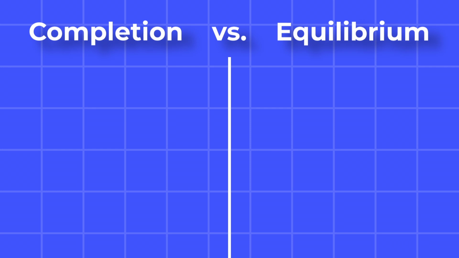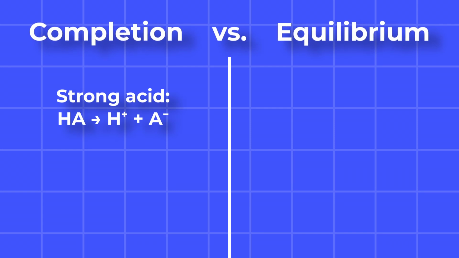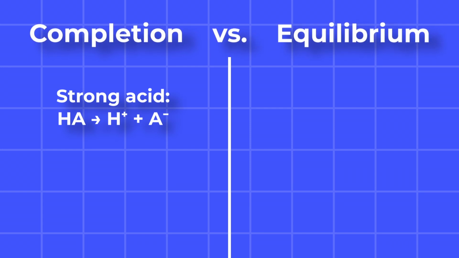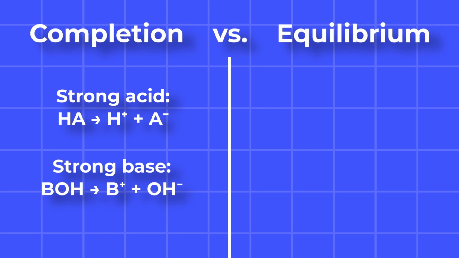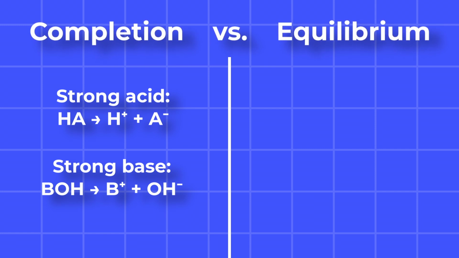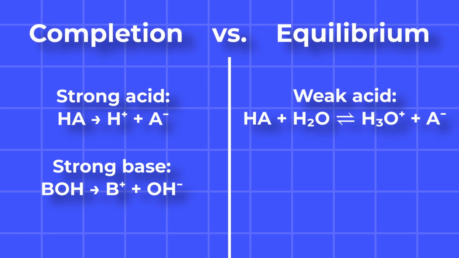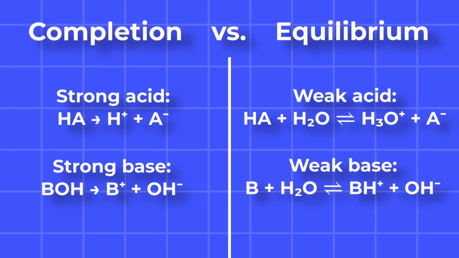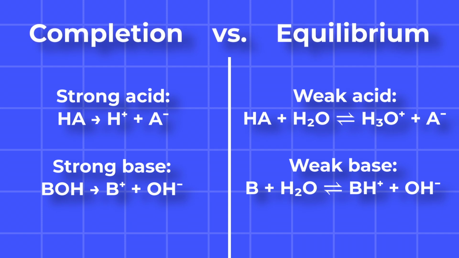Step 2. See if something goes all the way. Strong acid HA dissociates completely to H plus and A minus. Strong base BOH dissociates completely to B plus and OH minus. When they react, the reaction goes to completion. Weak acid HA dissociates partially to H3O plus and A minus. Weak base B dissociates partially to BH plus and OH minus. With them, you will need an equilibrium calculation.